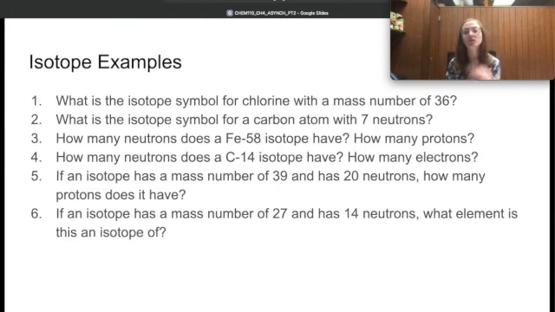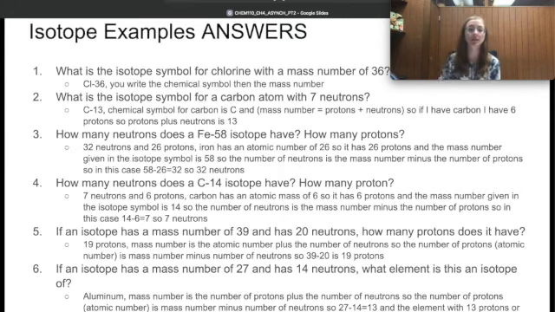But here's just so you can hear me talk about it out loud. If we're talking about example number 1, an isotope symbol, what is the isotope symbol for chlorine with a mass number of 36? Pause if you'd like to write it down yourself first. However, I'm going to go ahead and talk about the answer. We'll look at it on the screen here.